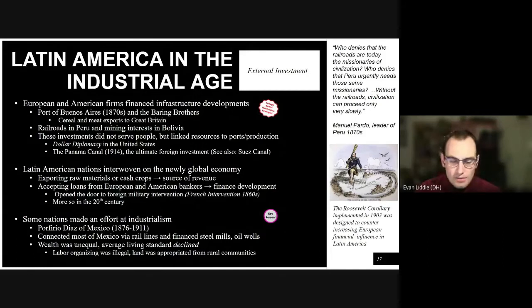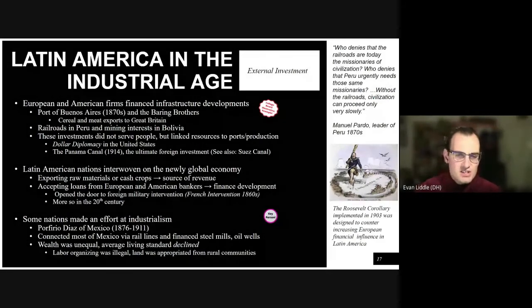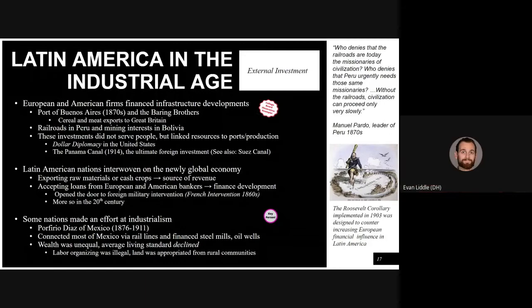And the thing about these industrial projects is that they usually did not serve the people per se. They more tended to link resources, such as a plantation, to either cities or to ports where they might be shipped out. And this is a trend we're going to see in other parts of the world too. The United States in particular practiced something called dollar diplomacy in the early 1900s. The United States government would give foreign aid, give money to Latin American countries in return for securing American business interests in these countries.